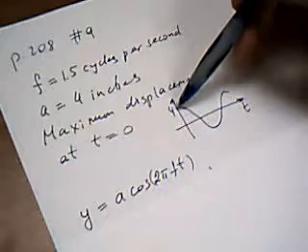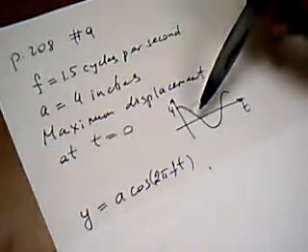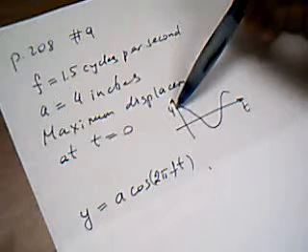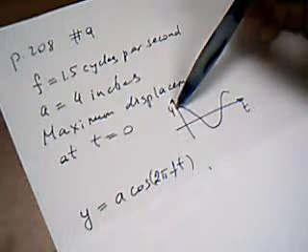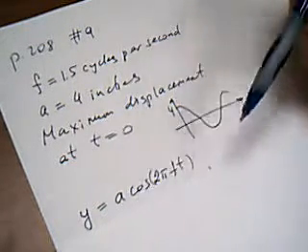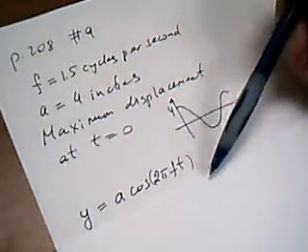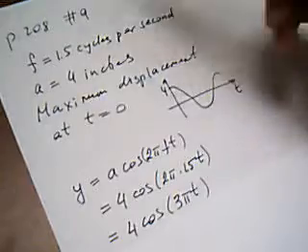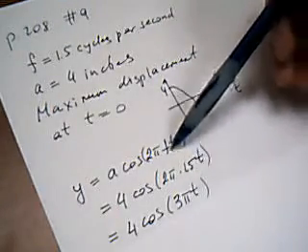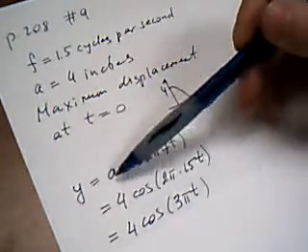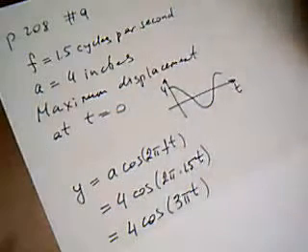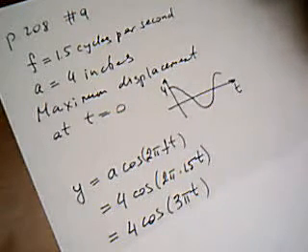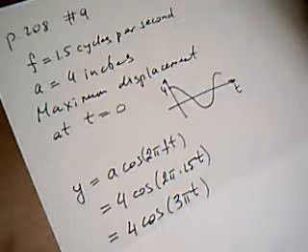So since the maximum displacement occurs at time equal to 0, we can say that it will be a cosine curve that describes the motion. So y equals a times cosine of 2 pi f t. It's given that the frequency is 1.5, so we substitute 1.5 for f and 4 for a, and this gives us that y is equal to 4 cosine of 3 pi t. This is the equation of the motion.